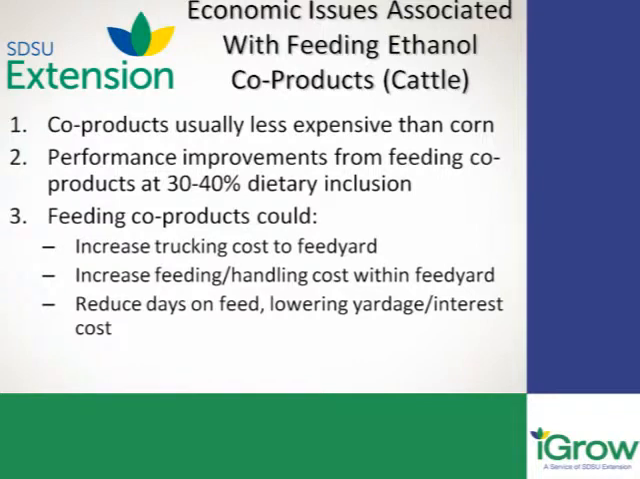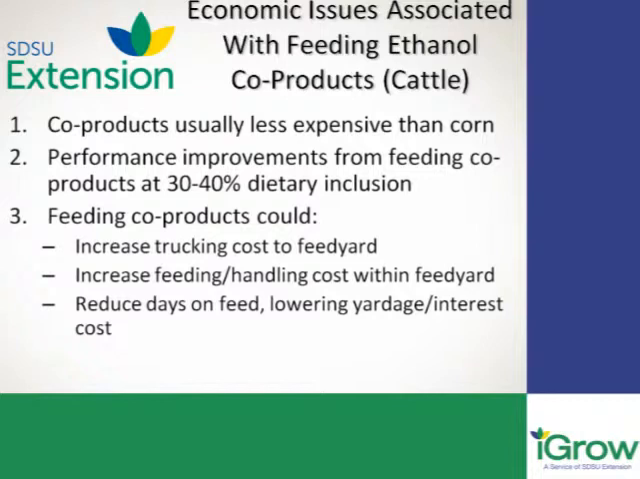Now, I mentioned there are a number of economic issues associated with feeding ethanol co-products, especially to cattle, and I'm mostly concentrating on cattle in this podcast. As you saw in a couple of the slides that I was showing you, these distiller's grain products typically tend to be less expensive relative to the price of corn. And as I was stating earlier, typically cattle tend to do better on them from a performance standpoint when you're feeding somewhere around maybe 30-35% of the ration as co-product on a dry matter basis.